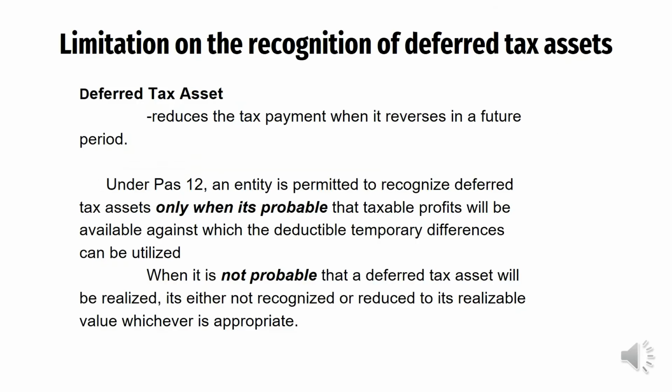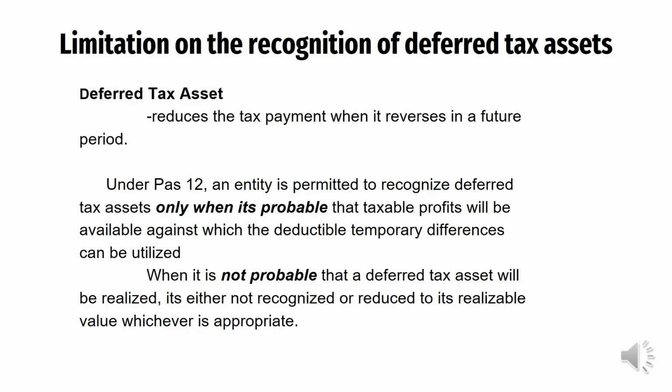Limitation on the recognition of deferred tax asset. Deferred tax asset reduces the tax payment when it reverses in a future period. Ang deferred tax asset ay asset na galing sa mga overpayment ng tax o advance na pagbayad sa tax. Ito ay sinasauli sa business entity o ginagamit na kabawasan sa tax sa susunod na reporting period. Pag nagkaroon ka ng recognized overpayment, ibig sabihin may asset ka.